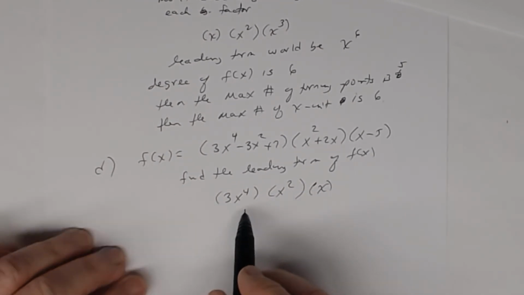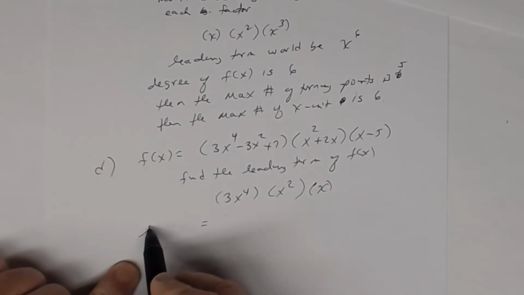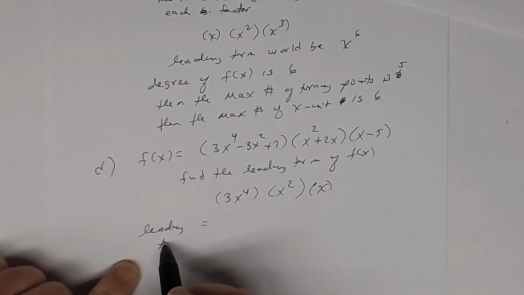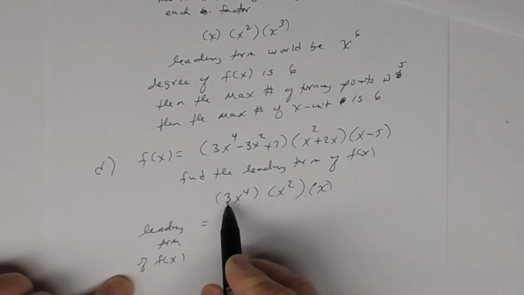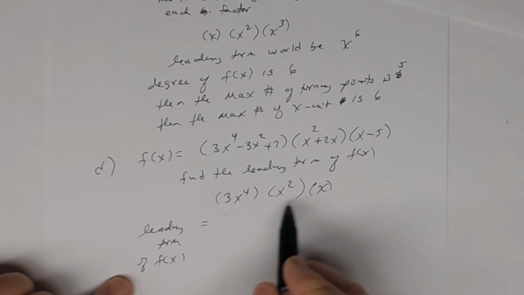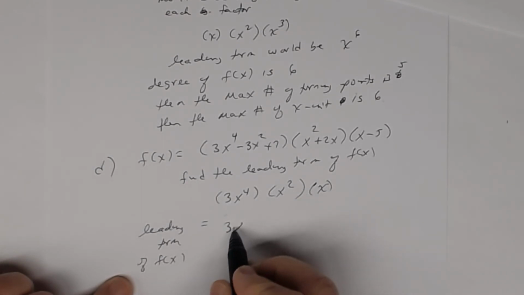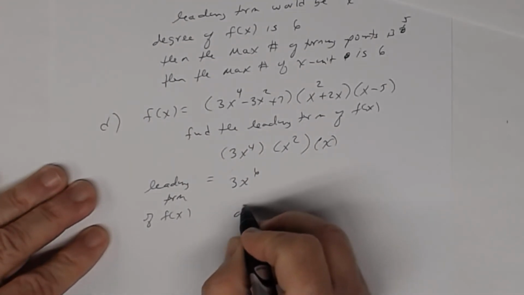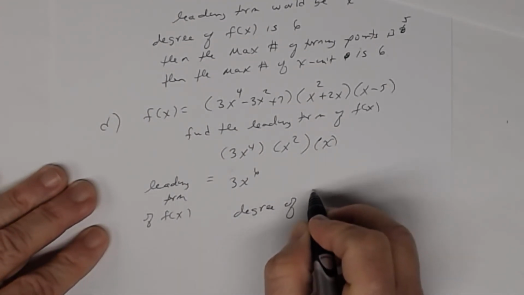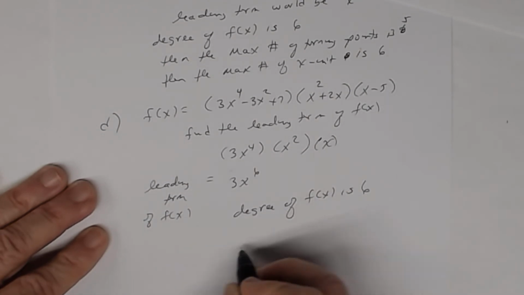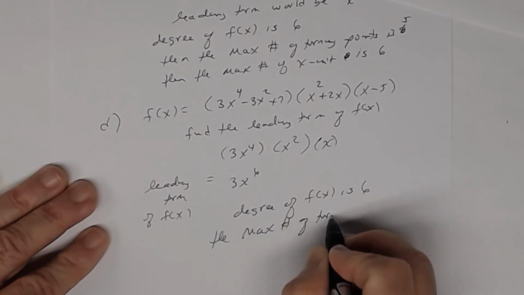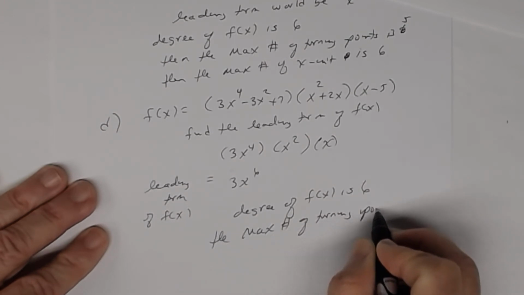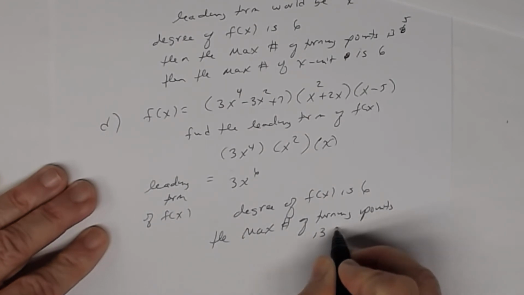And so now if you multiply this out, the leading term of f of x will equal 3x to the 4th times x squared times x. 4 plus 2 is 6, 6 plus 1 is... 4 plus 2 is 6, plus 1 is 7? No: 4 plus 2 is 6 then times x gives exponent 7 is wrong; as stated: you get 3x to the 6th. So that means the degree of f of x is 6. So therefore, the maximum number of turning points is always one less than the degree, so it is 5.